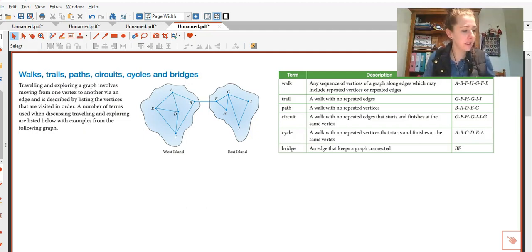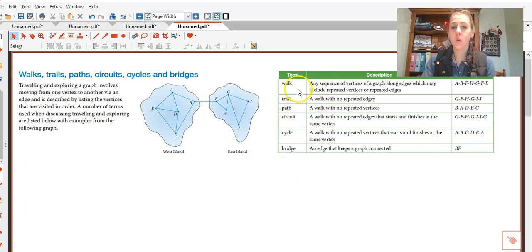So when we start getting into 10.4, this is talking about the different ways we can interact with a network, so moving around within a network. I've pulled these out of the textbook. We've got these two networks here and some different terms that we're going to talk about.